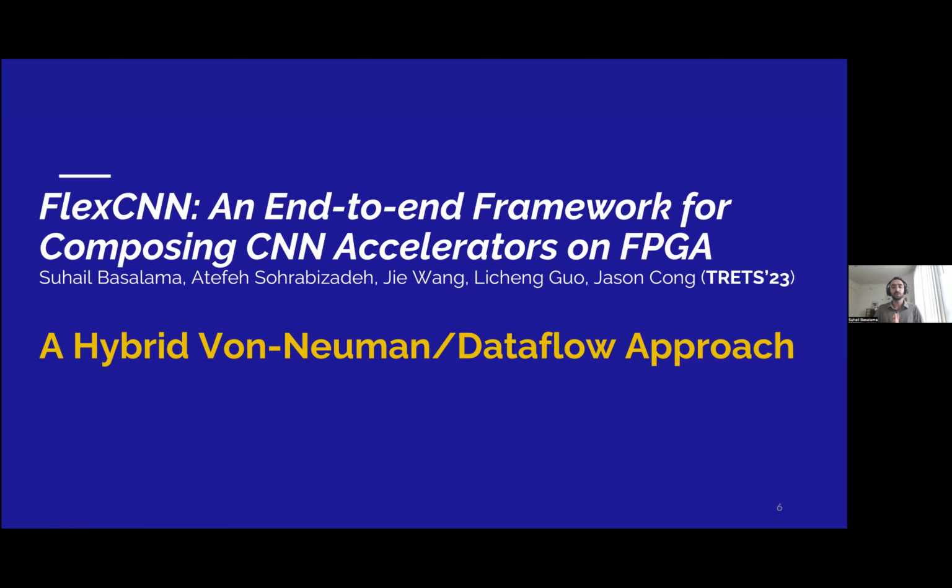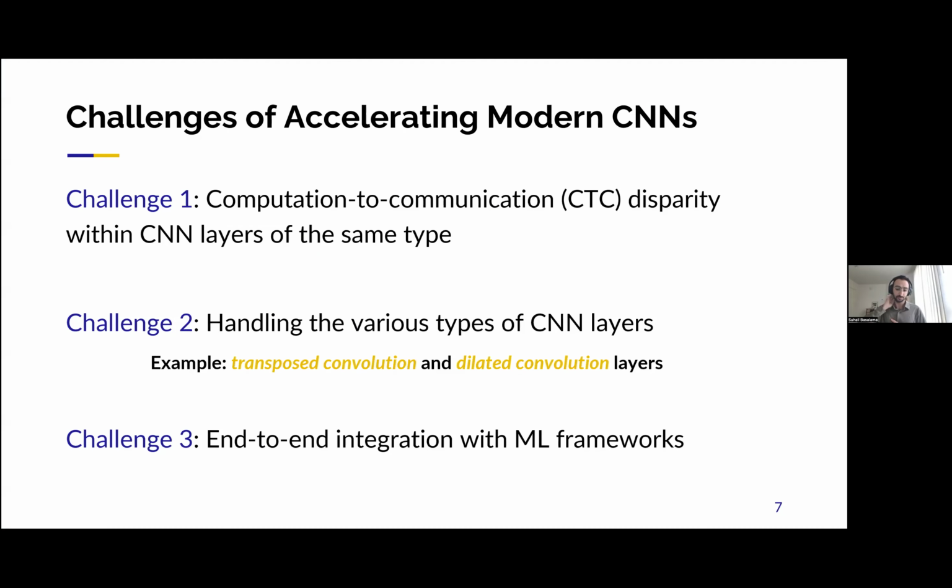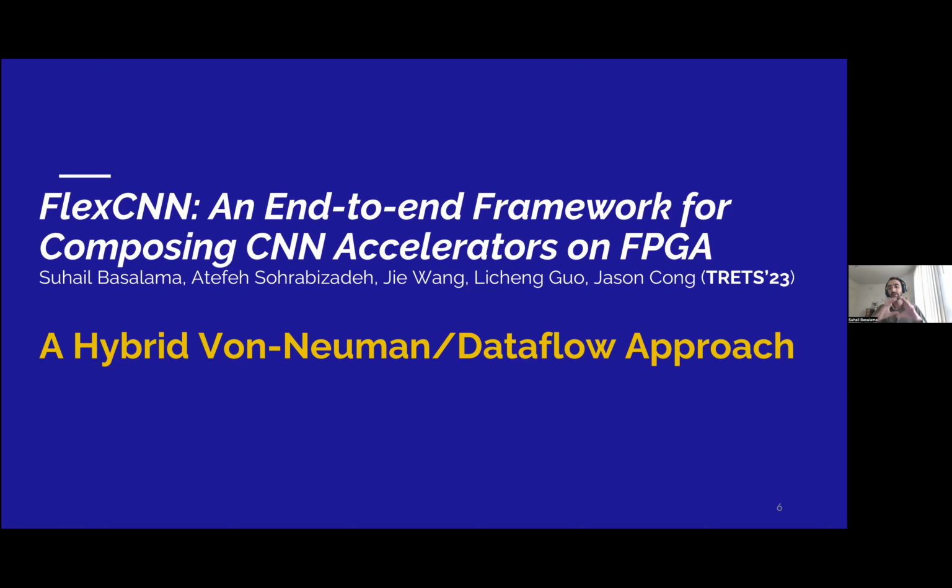First, I'll start with FlexCNN. This architecture is a hybrid von Neumann data flow approach. What I mean by that is, within the execution of this architecture, it's a data flow architecture, but this architecture will be called multiple times using a load, compute, store style.